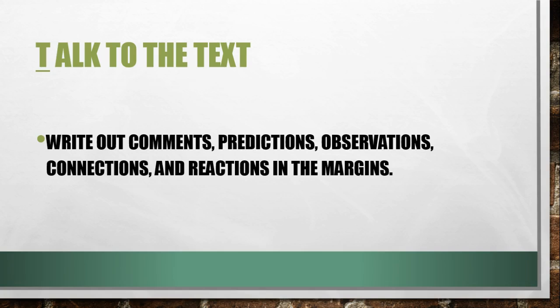Talk to the text. Make sure that you're writing out any comments, predictions, observations, connections, and reactions that you have. If you read a certain part, such as something on apartheid or on the crisis in Darfur, you might have a reaction of, wow, that was really bad. Or you might observe, for example, that that is a connection where the United States had an interfering role in something. Or you might make a connection or just have a prediction about what that might have an effect on later.